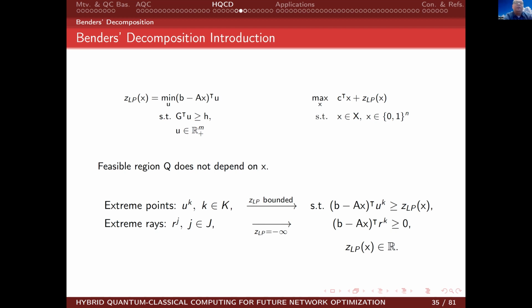So we need to use the feasibility cut as represented here. And we use the optimality cut to cut off the integer solutions, which are not the optimal integer solutions. So these two types of cuts are very important.